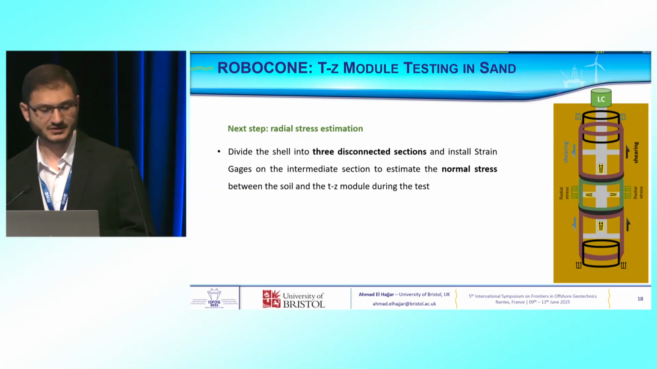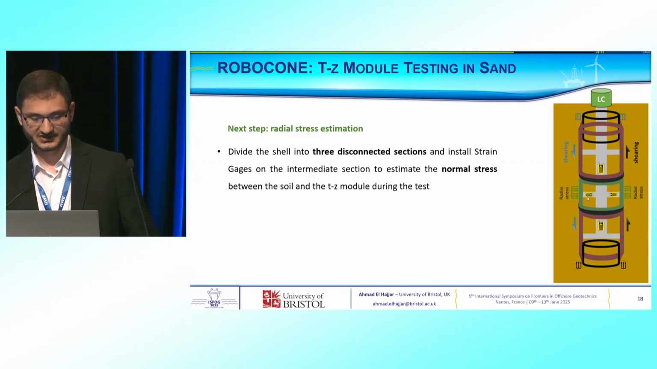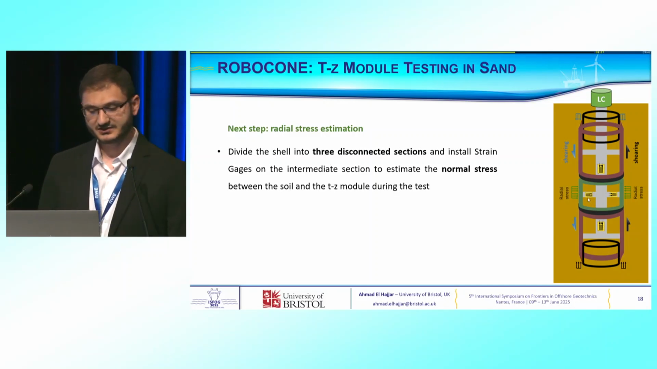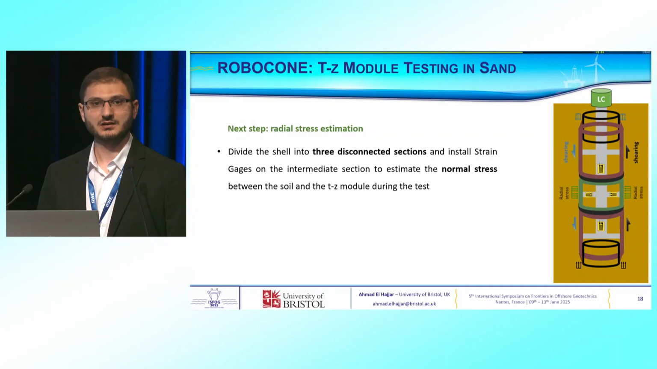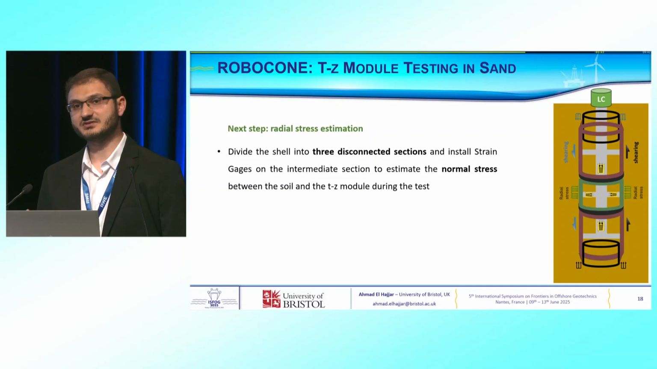In the next steps, we are looking to divide the shell into 3 disconnected sections and install strain gauges on this bar, on the intermediate section, to estimate the normal stress directly between the soil and the TZ module during the testing, to see what is happening in the cycle and the degradation effect from cycle to cycle, and the difference between the upward and downward shear.